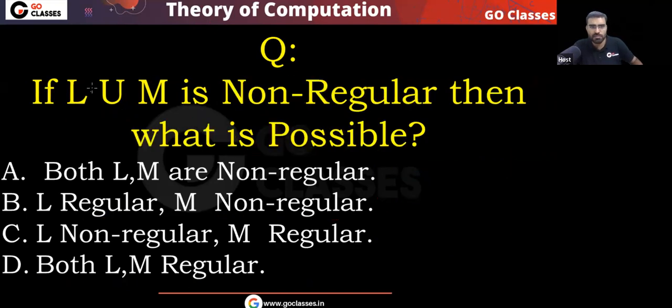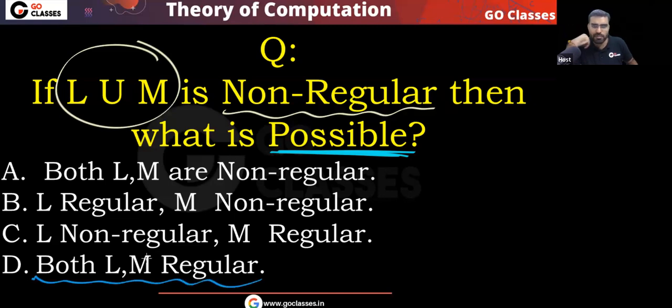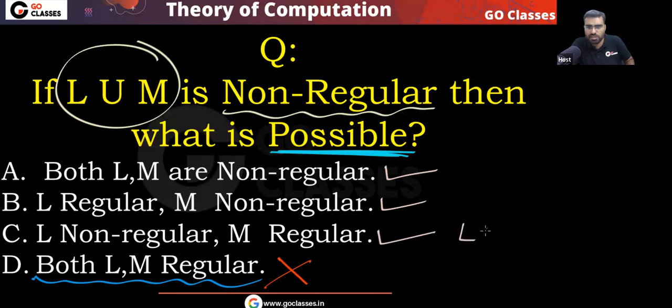Tell me the answer for this question. Suppose the union is non-regular. What is possible? Can both be regular? No, it is not possible. Both non-regular is possible, and one regular with one non-regular is possible. For example, you can take L union phi, or phi union L. So everything else is possible.